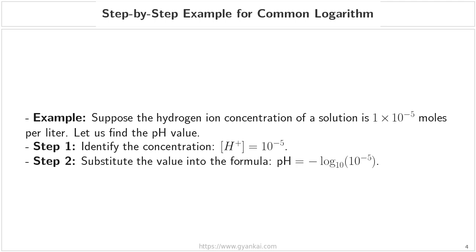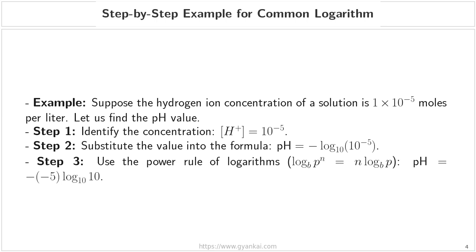Moving to step 2, we substitute this value directly into the pH formula we discussed in the previous slide. This gives us pH equals negative log base 10 of 10 to the power of negative 5. In step 3, we simplify the expression using the power rule of logarithms. As a reminder, the power rule states that the logarithm of a base p raised to the power n is equal to n times the logarithm of p. Applying this here, we bring the exponent, negative 5, to the front of the logarithm. This results in pH equals negative 5 times log base 10 of 10.